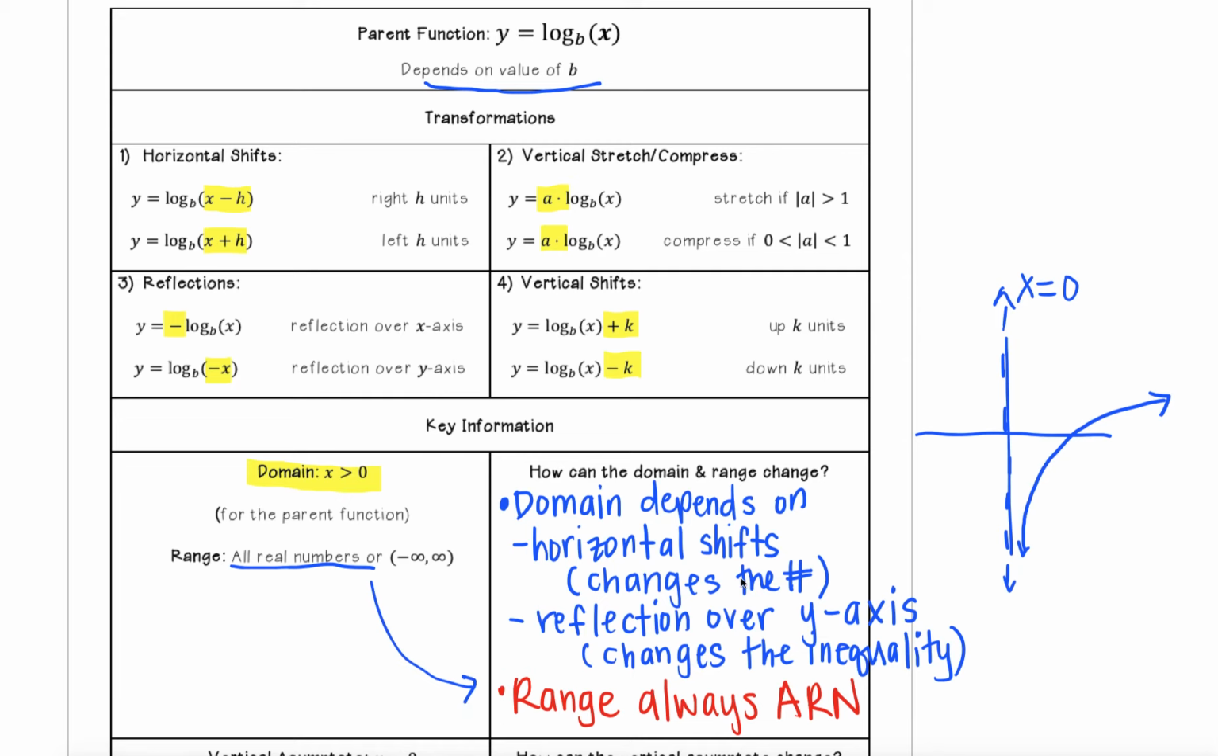However, the domain is now going to be the piece that changes. And what's going to change this are 2 of our transformations. The first is the horizontal shifts. So if I take this graph and I shift it to the left or to the right, then the graph as well as the vertical asymptote are going to shift according to however many units we're moving to the left or moving to the right. So horizontal shifts are going to change the number in our domain inequality.